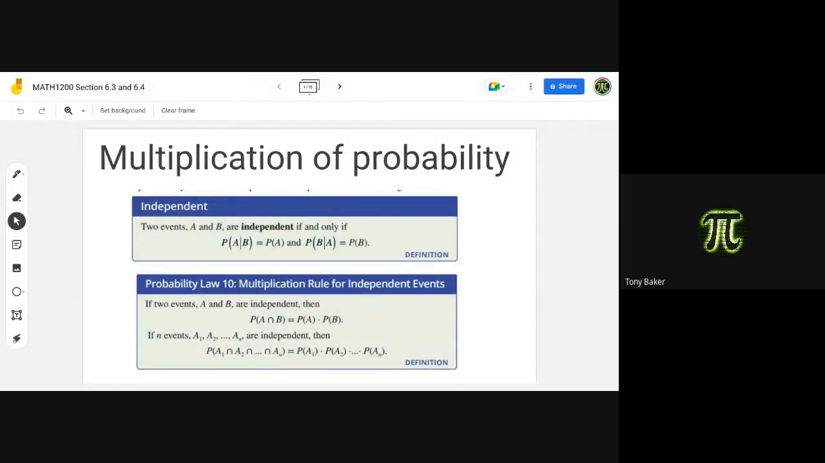Yes, go ahead. Well, let me say, are you about to explain law 10? Because it basically says the same thing. Okay. Yeah.